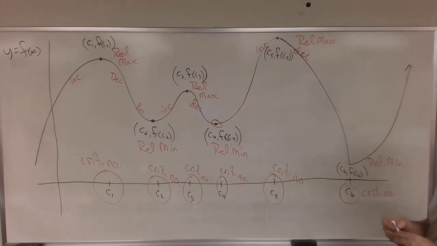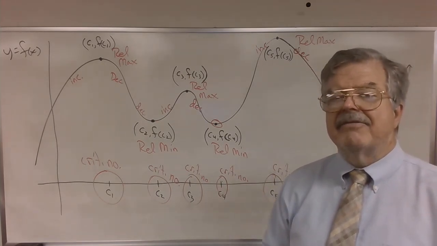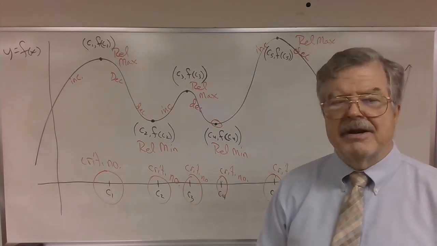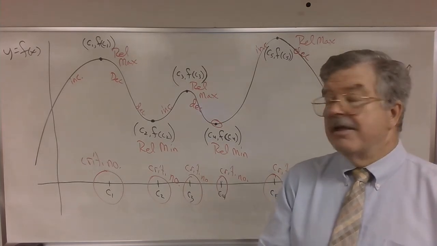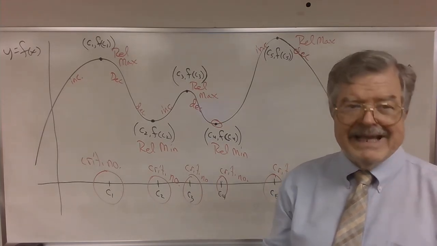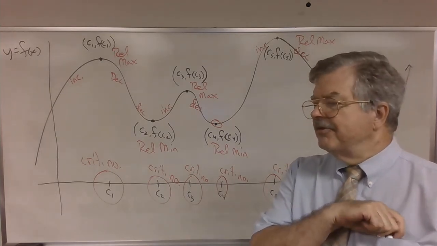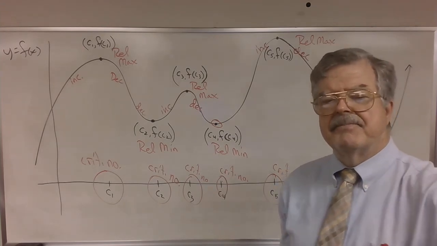This is a major revelation. The only place where we can have a relative maximum or a relative minimum is where we have critical numbers. If we don't have a critical number, we can't have a relative max or a relative min. So let's beat that point to death now, because that's going to be a biggie.